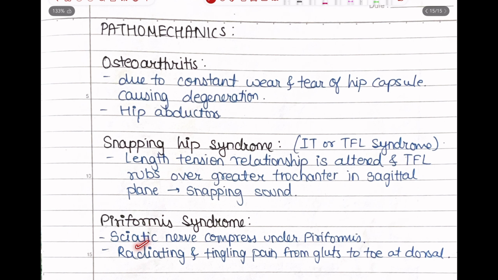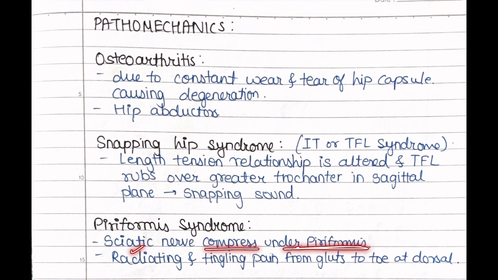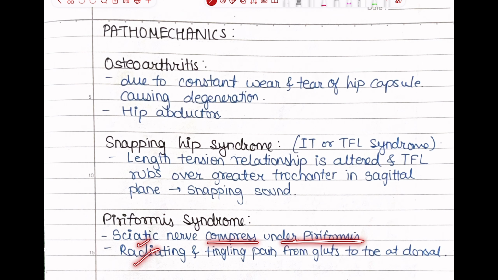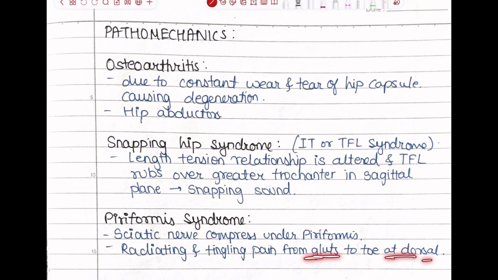Then is piriformis syndrome. In this, the sciatic nerve is compressed under the piriformis muscle. There is a radiating and tingling pain from the gluteus to the toe on the dorsal side. So this is piriformis syndrome.